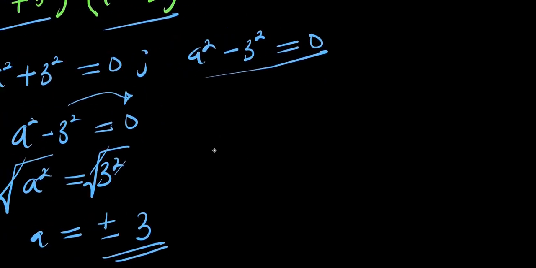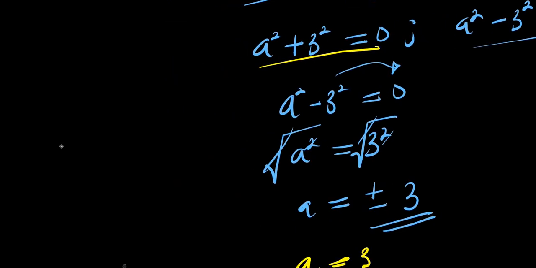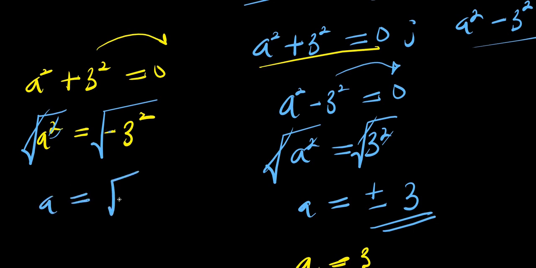Now we consider this other one here. I have a squared plus 3 squared equals 0. I move this over here, I have a squared equals negative 3 squared. So what I'm going to do is to take the square root. I cancel this. I have a equals plus or minus, so I need to have the square root of negative 1 times the square root of 3 power 2.